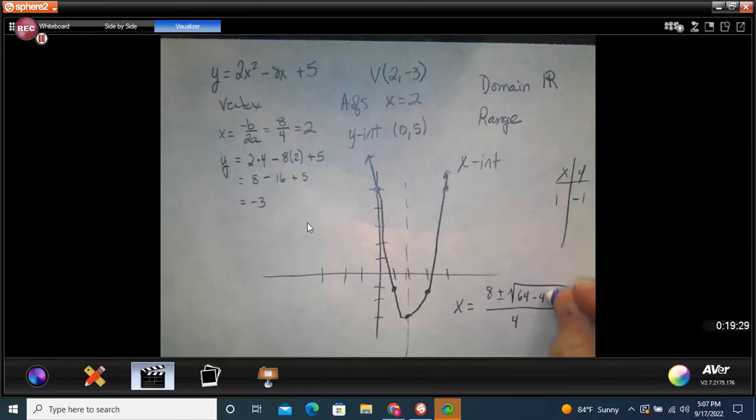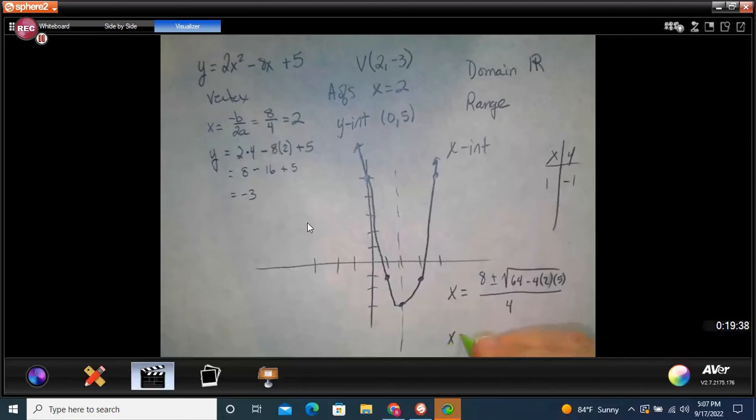Yeah, I don't know why I wrote 8 in there. 4 times a is 2. I think I was thinking 4 times 2. Anyway, x equals 8 plus or minus the square root of... this is going to be 40, and it is going to be 64 minus 40. It's going to be the square root of 24 all over 4.